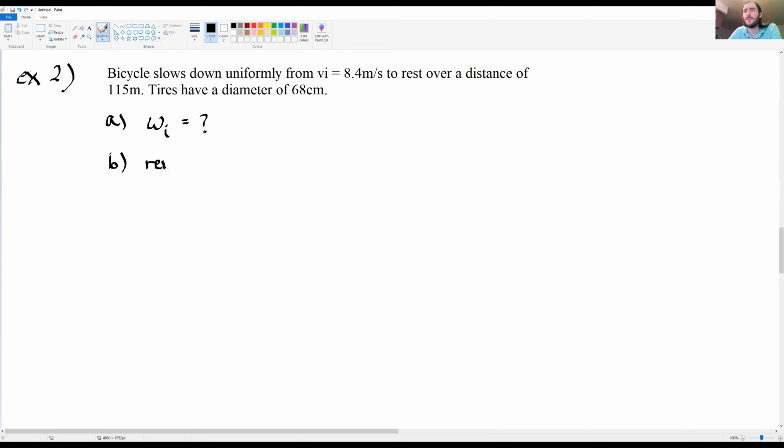So revolutions, that is the total number of revolutions until the tires stop moving. So that's across the full motion of the bicycle. And then this one does have a part C and a part D. So calculate the angular acceleration, assume constant, right? It says uniformly slows down. So what is alpha?